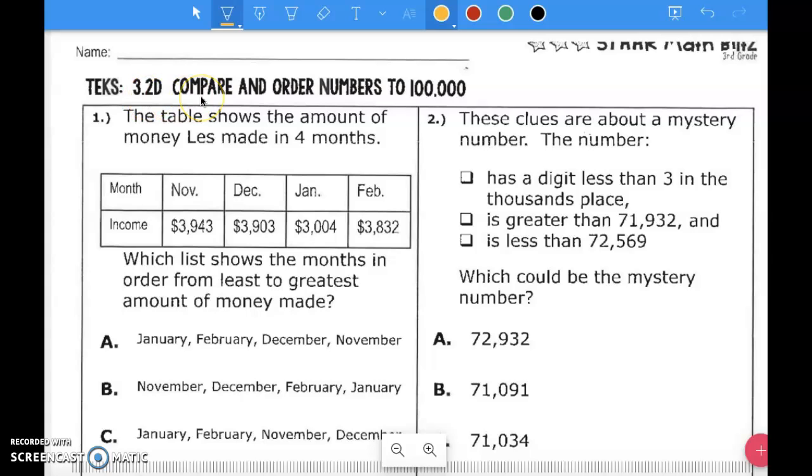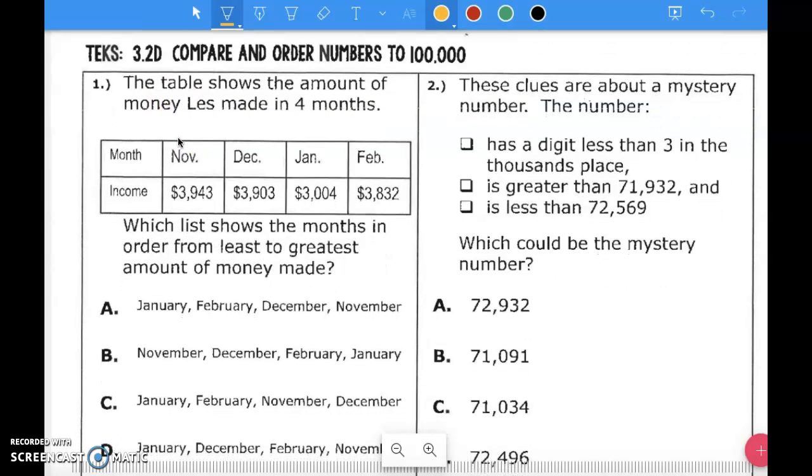3.2D. Compare and order numbers to 100,000. The table shows the amount of money Elias made in 4 months. Don't skip the table. Don't read the question first. Understand the table first. So the months are November, December, January, and February. And the income is 3,000. This comma is read thousand.